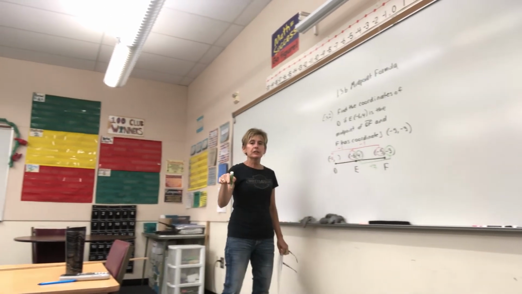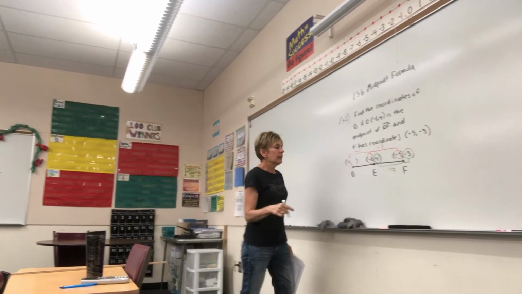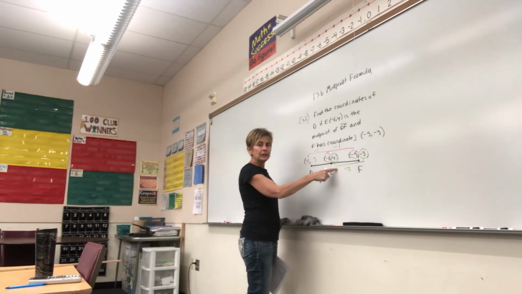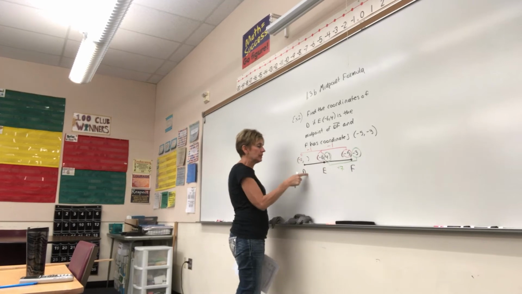So using the logic that we talked about a minute ago, if I have to add 7 to get from the end to the middle, what do you think I would have to do to get from the middle to the other end?